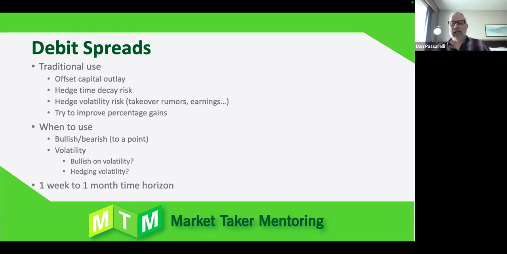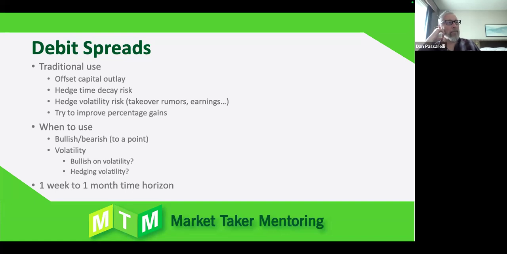Okay, so debit spreads, while they're synthetically related to credit spreads, are typically traded as directional spreads. Oh, you moved there from Cincinnati. That was a smart move, man. And the reason there's a difference is because of the strike selection.